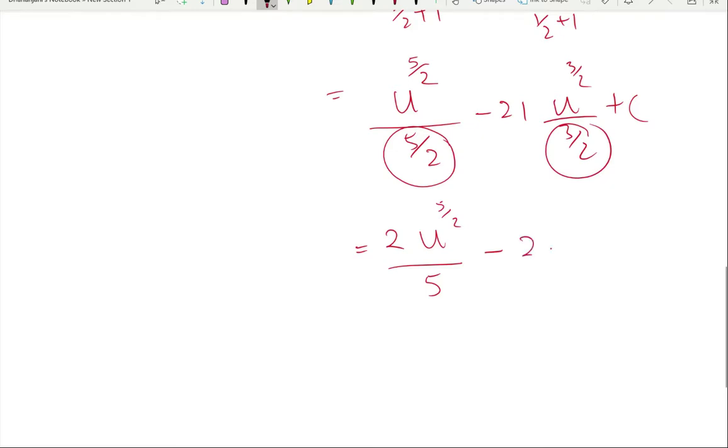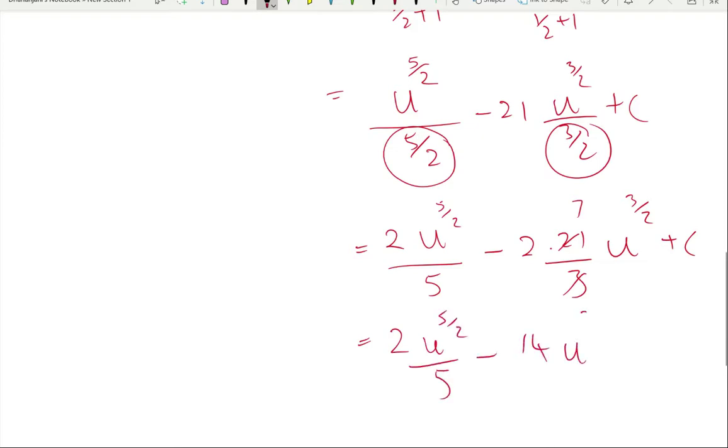So it's 2 times 21 over 3 u to the 3 over 2 plus c. 3 and 21 cancel out and give us 7. So 2 u to the 5 over 2 over 5 minus 14 u to the 3 over 2 plus c. Okay, the last step is to replace u back.